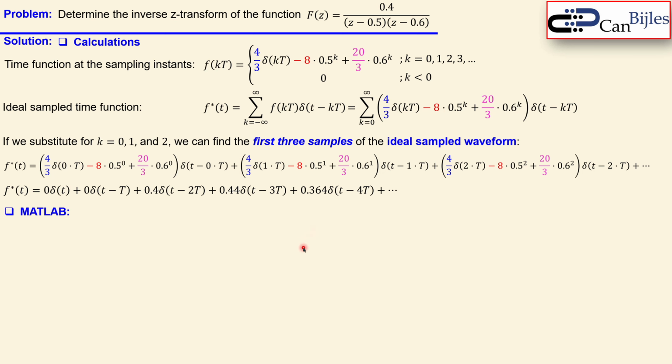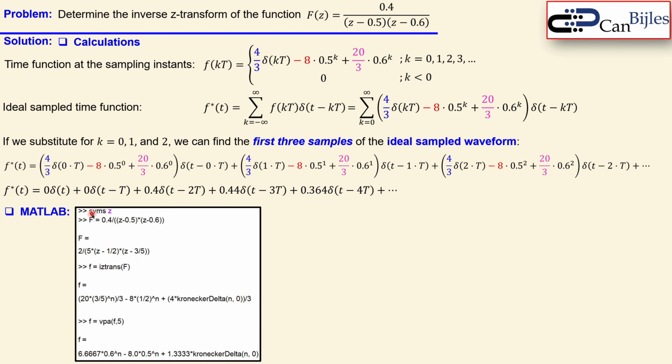Now in MATLAB, you can check that. So let's see also that this is indeed correct. Now we start first with defining our symbolic scalar value, in this case z, which is our variable in our function. This is the function we have given, which is 0.4 z over z minus 0.5 times z minus 0.6, and this is the expression for our function. And this command here, iztrans of capital F, equal to the small letter f, will determine the inverse z transform, which is then actually shown here. So this is the result.